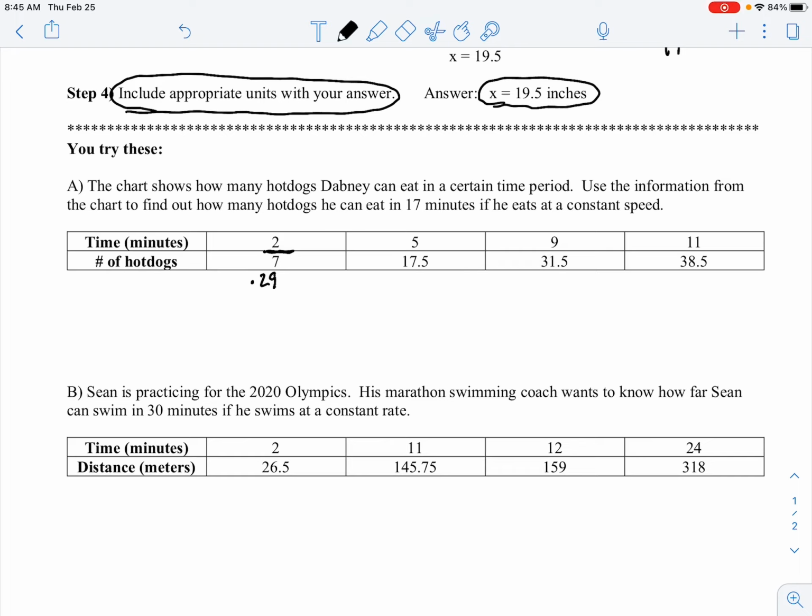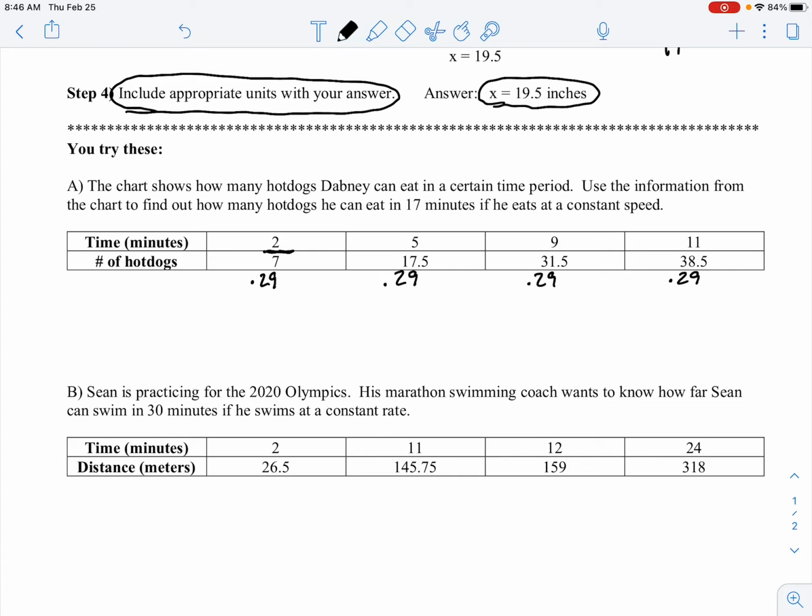5 divided by 17.5, 0.29. And I'm not just rounding it to make it the same. The extended decimal is the same as well. I'm rounding all of these same numbers to the same thing. 9 divided by 31.5 is going to be 0.29. So I think we're getting the idea that this is proportional, and we're absolutely sure now.